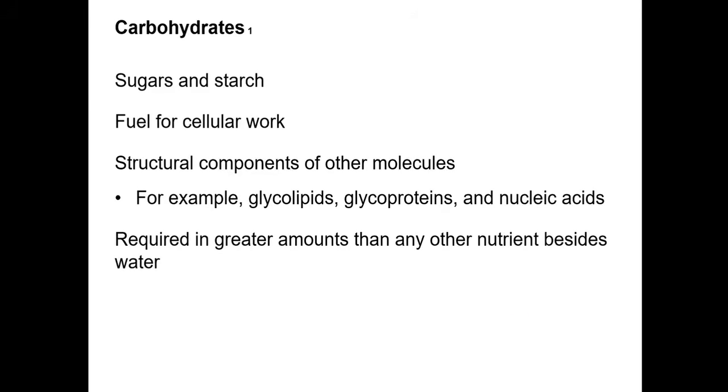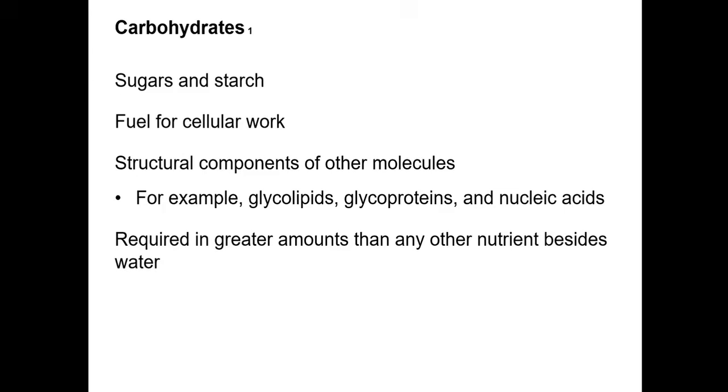So let's start by looking at carbohydrates first. These are going to include the sugars and starches. And these are going to provide the most fuel for us for cellular work, because our bodies, our cells, like to use glucose as their primary sugar source to produce ATP. And so glucose is going to come mainly from carbohydrates. We're going to get glucose most easily from carbohydrates.